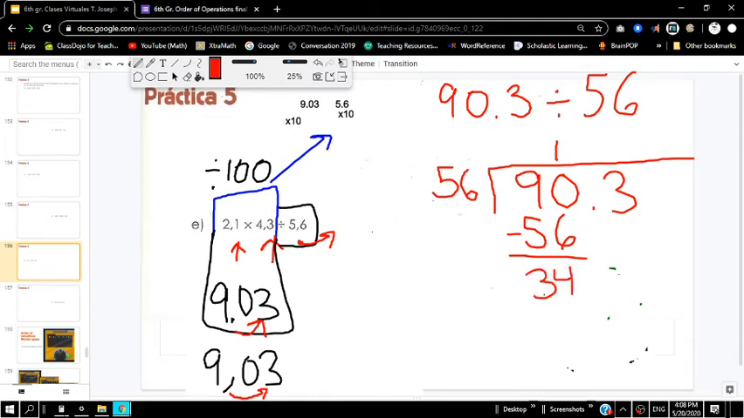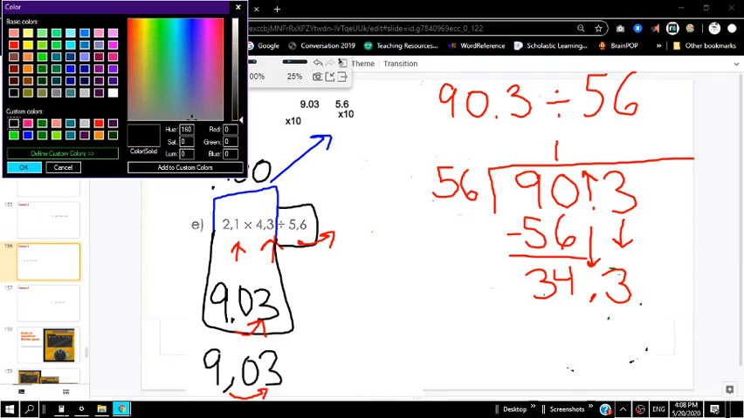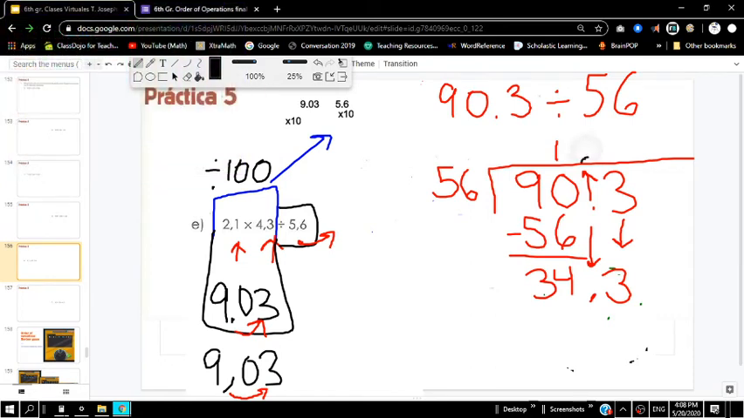Okay. We're going to bring down our 3. And if you wanted to bring down your decimal point, you could do that too if you really, really wanted to. But the most important thing is to bring your decimal point into your answer. Let me put that in black just because it is more important. Now my answer is going to be 1 point something.